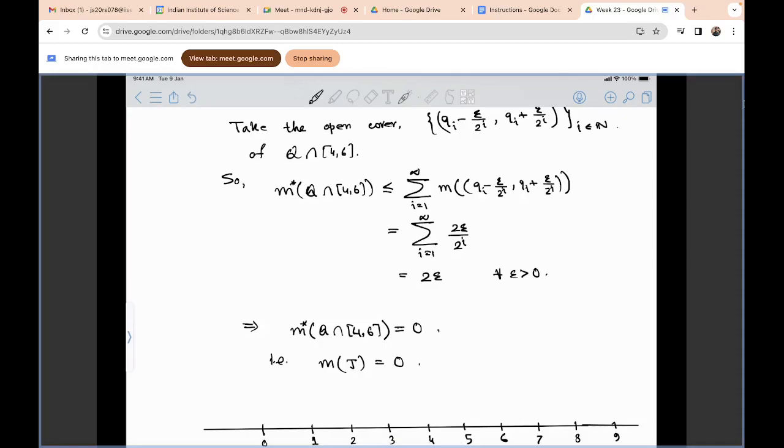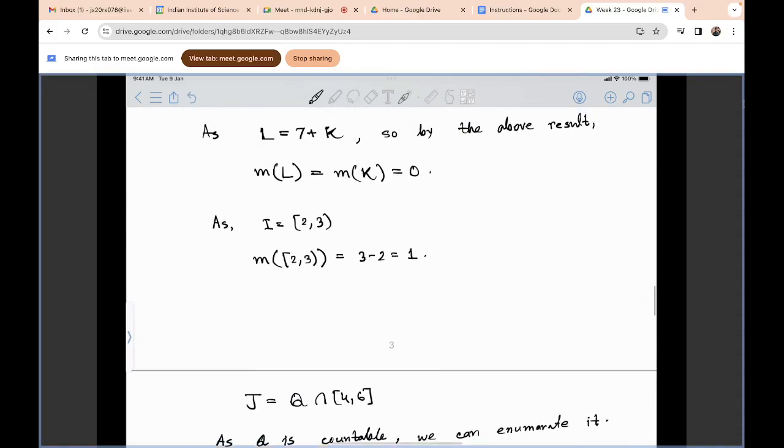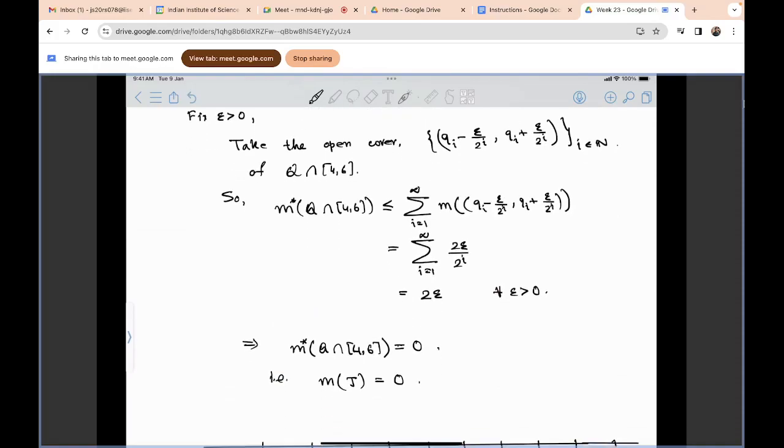So again by the same result, J is this set, and if this set has outer measure 0, then it is measurable and the measure of that set is 0. So we get the measures of all three sets: the measure of I is 1, the measure of L is 0, the measure of J is 0. Now I have to find the measure of the union of these three sets.